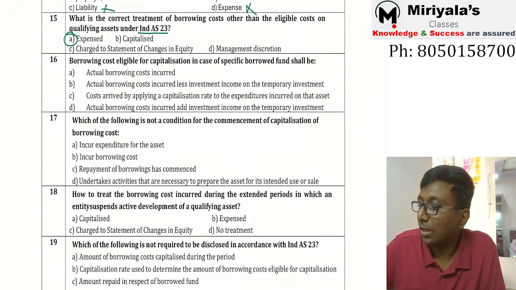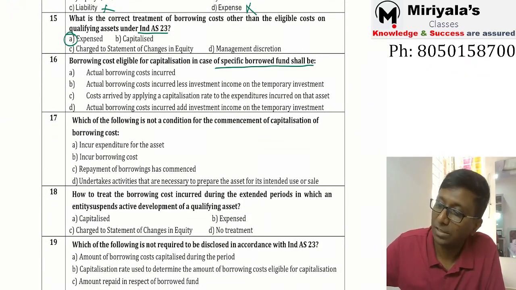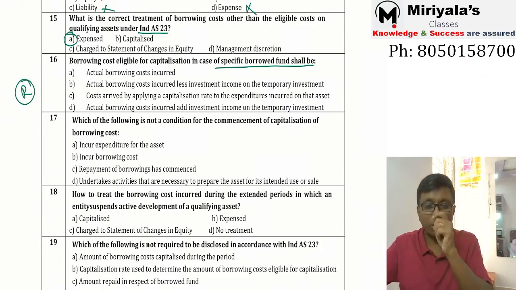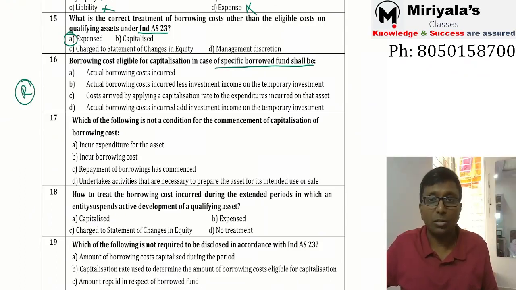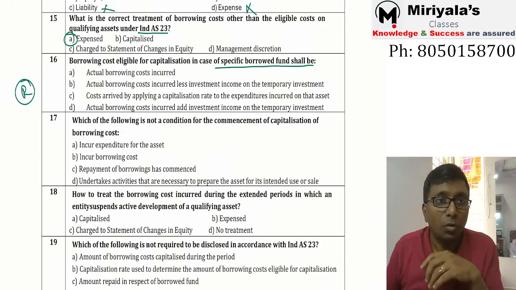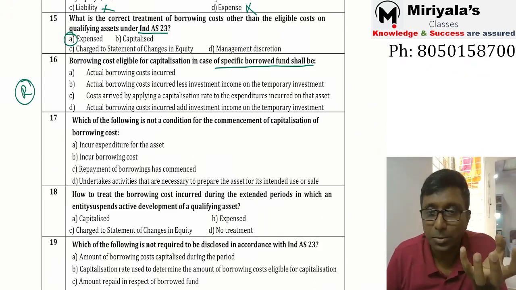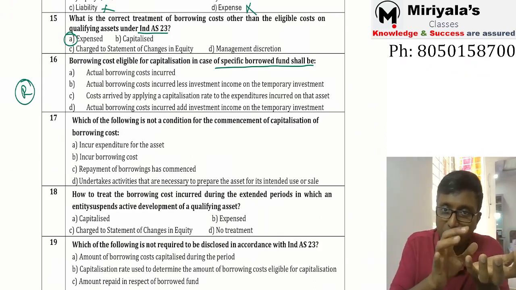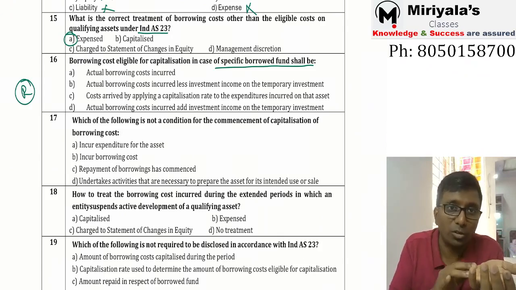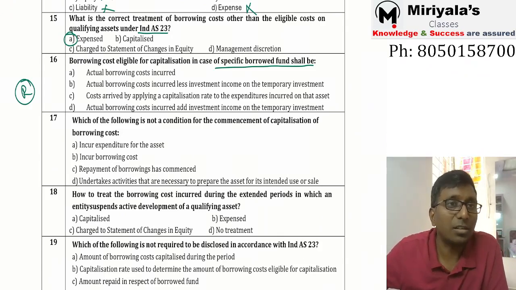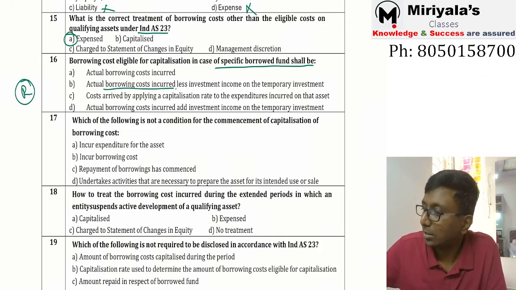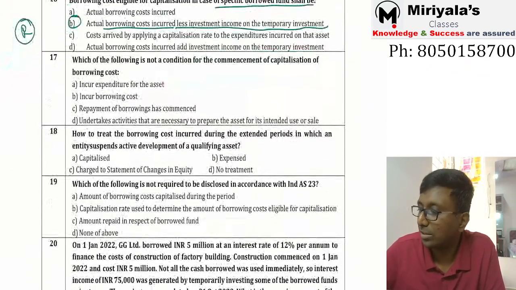Right. Borrowing costs eligible for the capitalization in case of a specific borrowed fund shall be. This also we discussed already. This is a repetitive question. In this, I have not eliminated the repetitive question, so you have to bear with me. Okay, whatever the cost incurred, if it is a specific borrowing, whatever the cost incurred, that is correct, minus FD interest we spoke, correct na? So FD interest obviously is going to be reduced. That is nothing but the actual borrowing cost incurred minus investment income on the temporary investment. This is discussed.